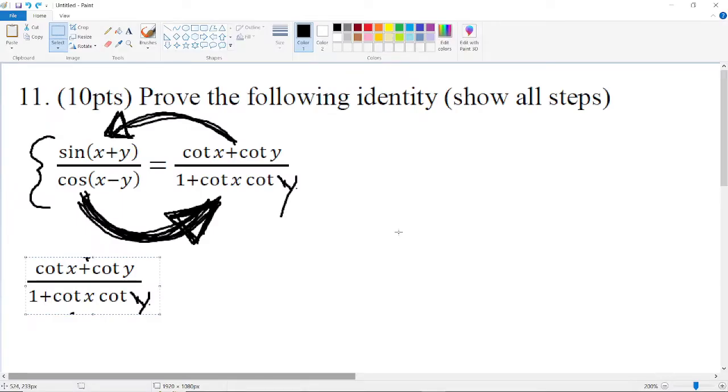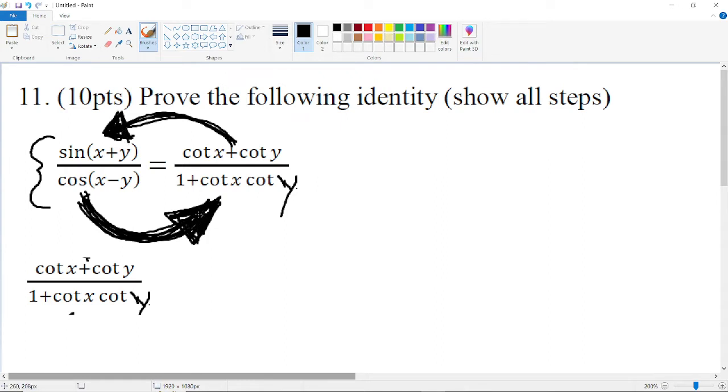Question number 11 on the midterm. Prove the following identity. Show all steps. To prove an identity, you can either go from the left to the right, or the right to the left, or you can go both directions and meet in the middle. Sometimes it's easier to do one or the other.